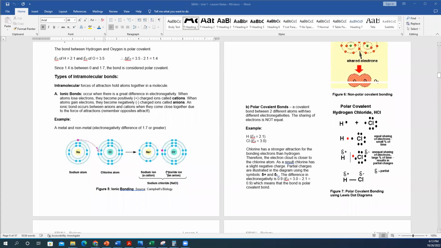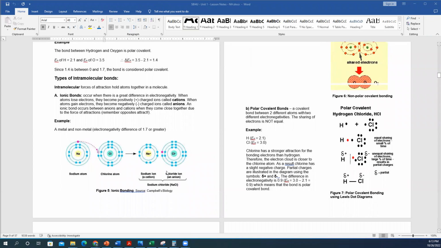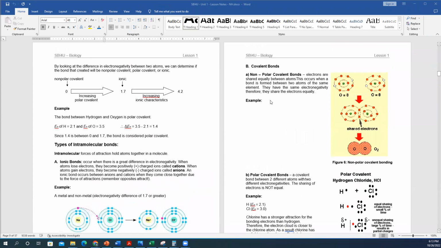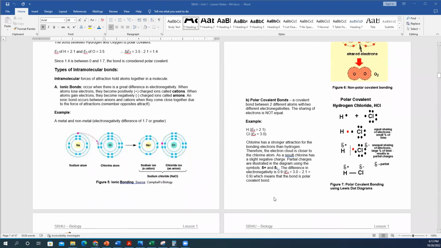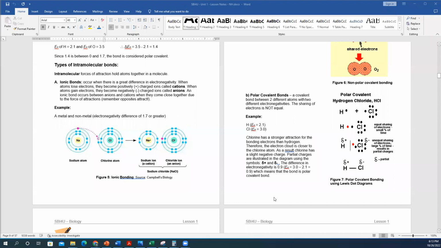And we also talked about the types of intramolecular bonds. We talked about ionic bonds and covalent bonds. And under covalent bonds, we have the nonpolar type or the polar type. We discussed some of those.